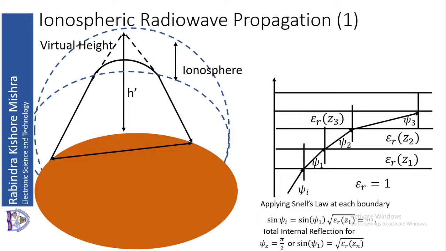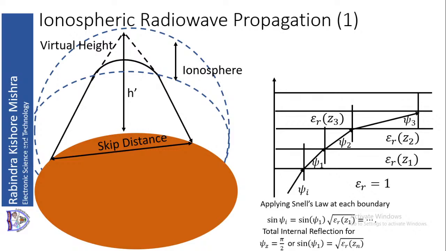They will meet at a point. The height of that point from the surface of the earth is called the virtual height. If we are on the surface of the earth, it will appear to us as if the wave is getting reflected from the point at the virtual height from the earth. It appears like that, although physically it is not going up to that point. It is curving in the lower portion of the atmosphere.